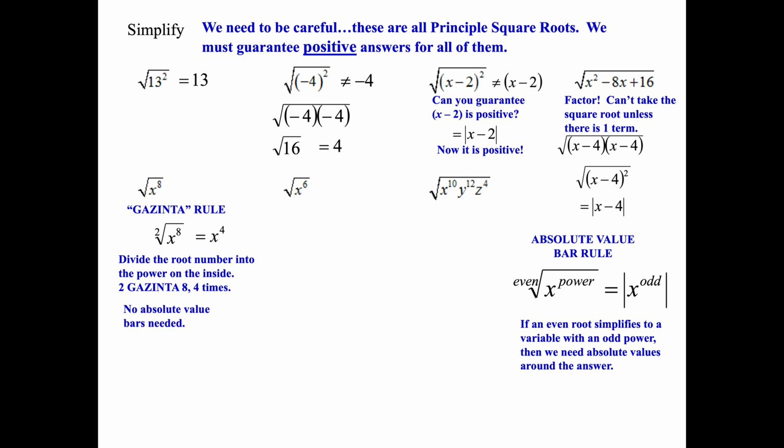The square root of x to the 6th. Quotient rule. 2 goes into 6 3 times. Now, even root, I end up with a variable to an odd power. I need absolute value bars around it.